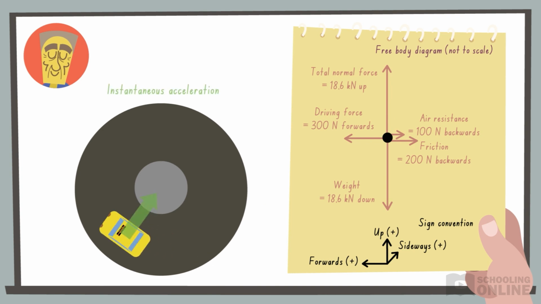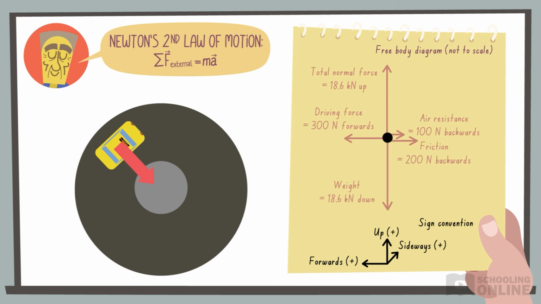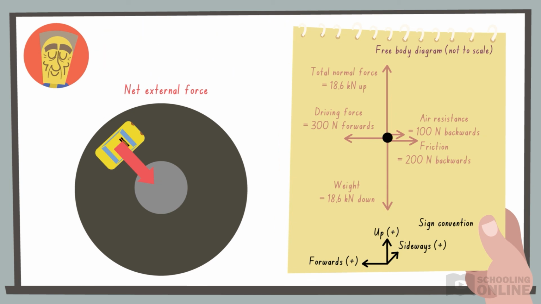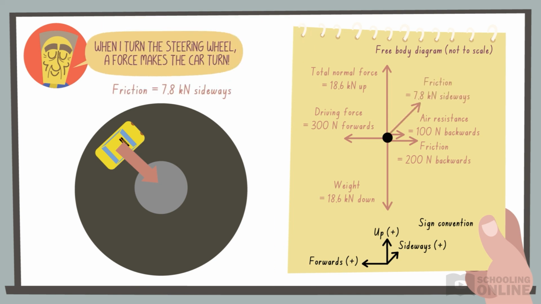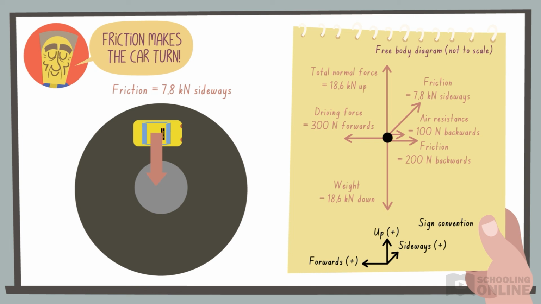Earlier, we established that the car accelerates towards the centre of the roundabout. From Newton's second law of motion, we know that this acceleration is caused by a net external force. You might call this the turning force that is produced when the driver turns the steering wheel, but it's ultimately caused by friction from the road. To summarise, friction creates a net force that pushes the taxi towards the centre of the roundabout and makes it travel in a semicircle.